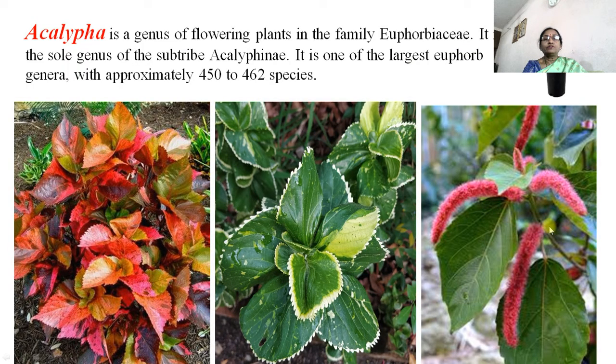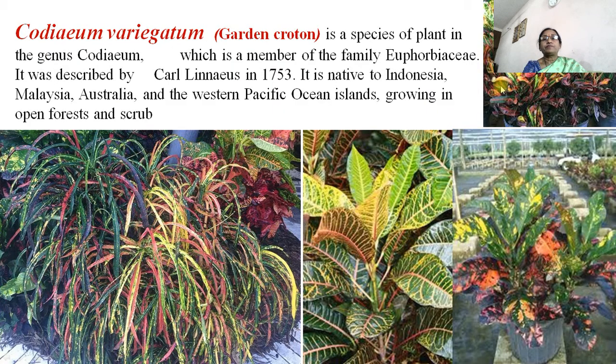Acalypha. It is a genus of flowering plants in the family Euphorbiaceae. It is the sole genus of subtribe Acalyphini. It is one of the largest Euphorbia genera, with approximately 450 to 462 species. Very different species are there in the genus Acalypha.